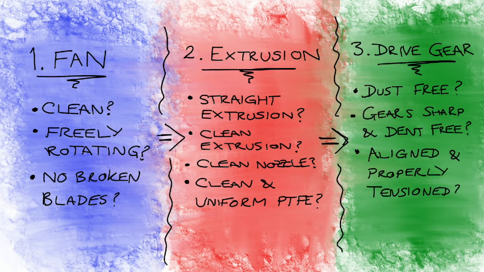You want to check for dust, as that's a good sign of something going wrong. You want to look at the gears and make sure they're sharp and free from dents. The area that grips the filament can become flattened or worn away. And you also want to make sure the drive gear has proper tension. Signs that it's not properly tensioned include wearing away of the filament or just a general slipping when it's trying to push the filament through.